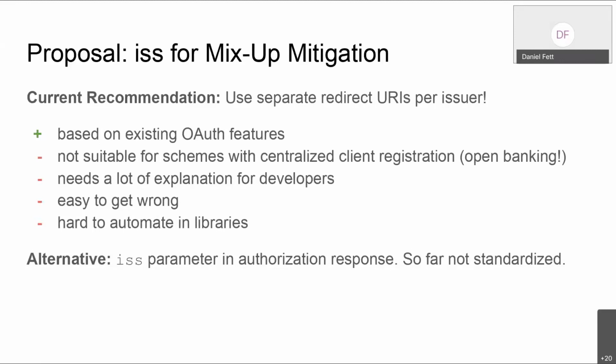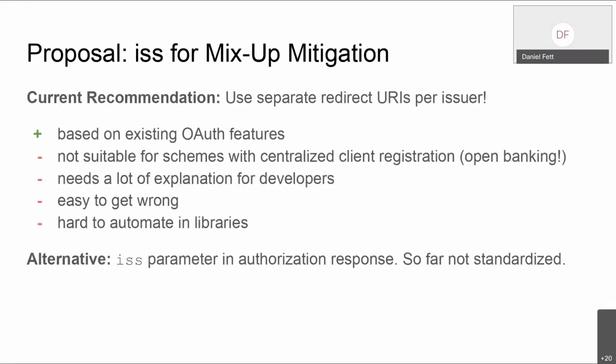This was a result of the discussion on how to solve the mix-up attack. And I think we settled on that because this solution is based on existing OAuth features. But it turns out that it's not always the best solution, I think. For example, and this is a problem that we actually have at yes.com, this solution is not suitable for schemes where you have a centralized client registration. So the client just registers once and can use many OAuth authorization servers or issuers, so to say.